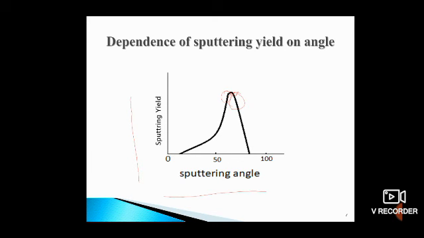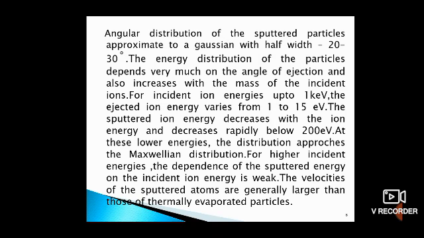Various models have been proposed to explain the sputtering process in various energy regimes, like the threshold region or low energy region and high energy region. But there is no satisfactory and universal theory for sputtering which covers all energy regions. The angular distribution of the sputtered particles approximates a Gaussian with half widths of approximately 20 to 30 degrees.